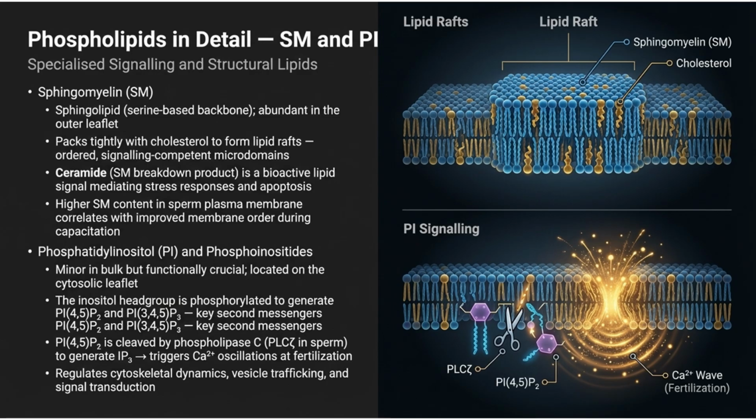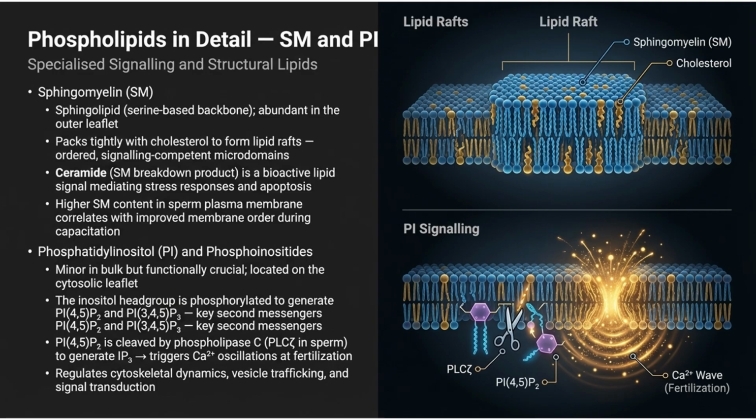Phosphatidylinositol 4,5-bisphosphate, generated by sequential phosphorylation of the inositol head group, is cleaved by phospholipase C-zeta, an enzyme delivered specifically by the sperm, to produce diacylglycerol and inositol 1,4,5-trisphosphate. The latter triggers the release of calcium from the endoplasmic reticulum, producing the calcium oscillations that are the essential trigger for oocyte activation. Without these calcium oscillations, the oocyte remains arrested at metaphase 2 and embryo development cannot begin.